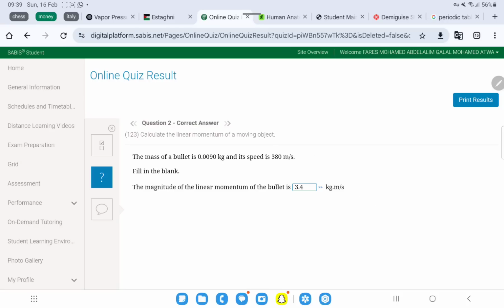The mass of a bullet is 0.009 kilograms and its speed is 380 meters per second. Here they want the linear momentum, so P equals mv. M in kilograms is 0.009 times 380. You can put it in your calculator: 0.009 times 380, you get 3.42. In this question they also accept 3.4 or 3.42, depending on whether you put the exact answer or round it to the least significant figures.